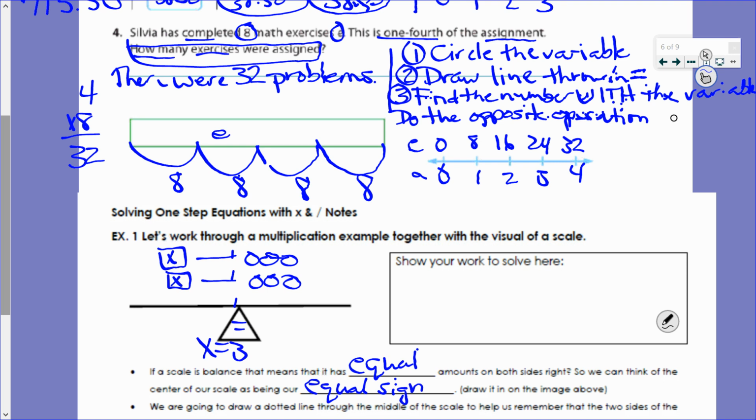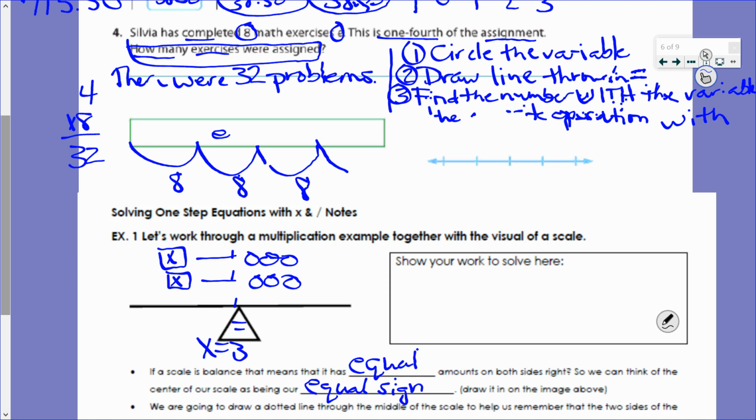since we're doing multiplication and division, those are inverse operations. So if it is multiplying, I'm going to instead divide. If it's division, I'm going to multiply with that number.